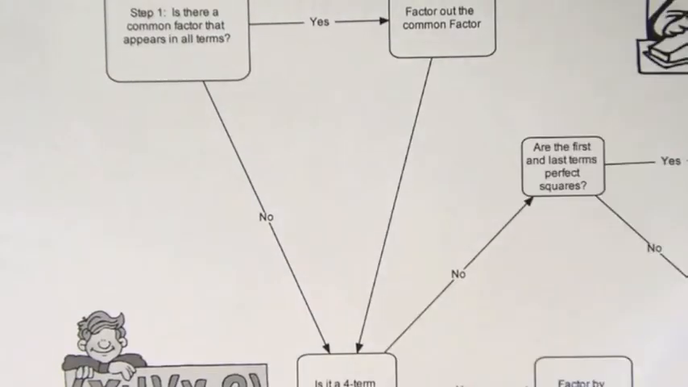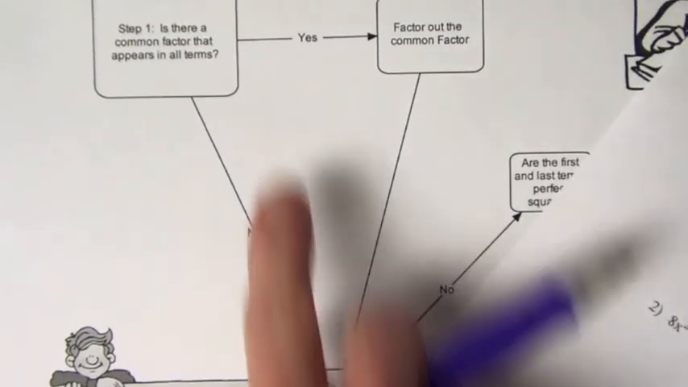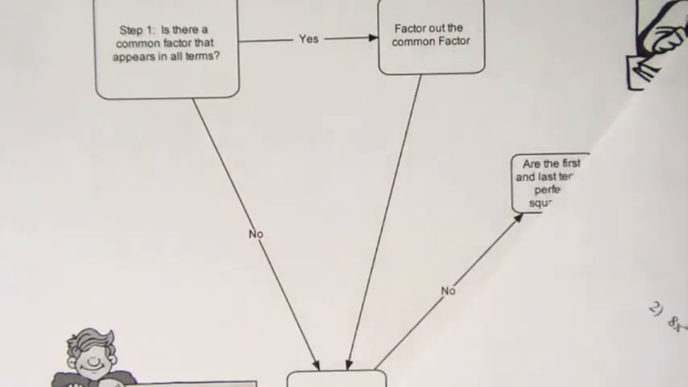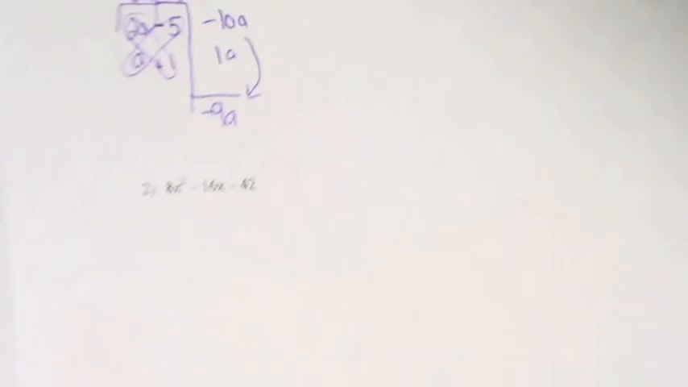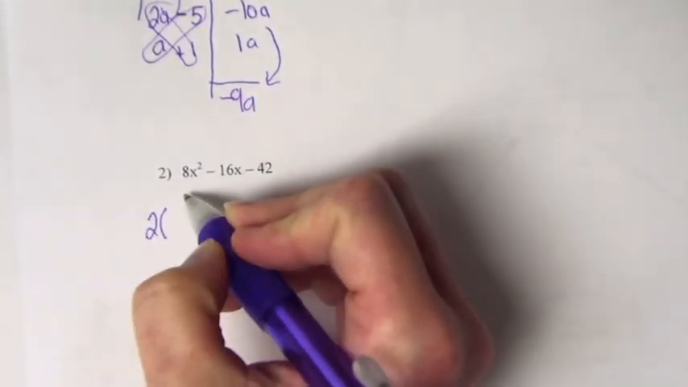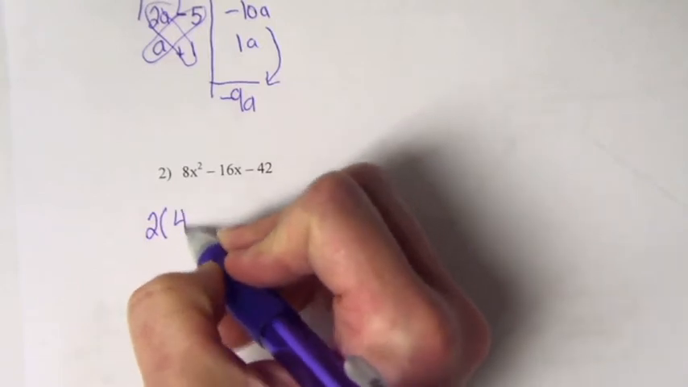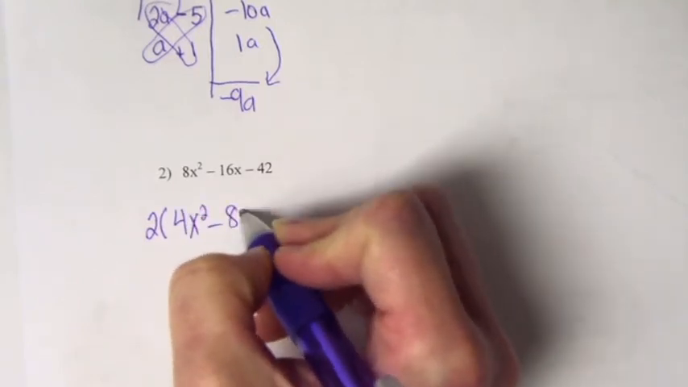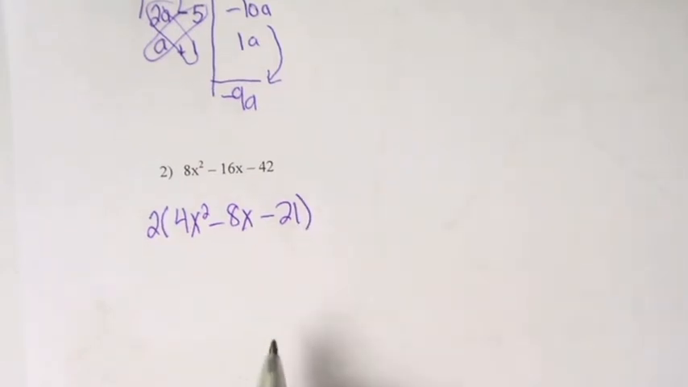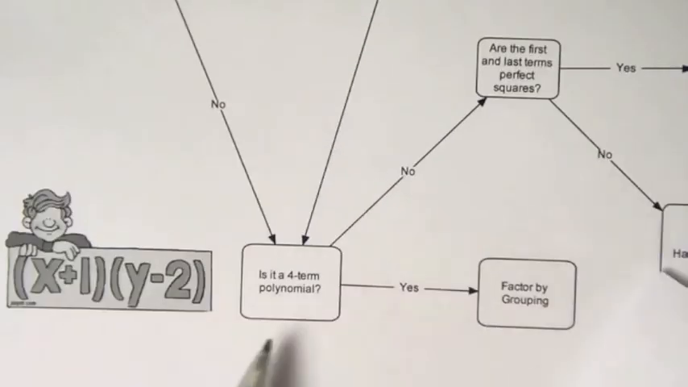So let's read what the chart says to do. It says yes. So then we come out here and it says go ahead and factor out the common factors. So we're going to go ahead and do that before we move on. We're going to take the 2 out of here. And then this brings it down to 4x squared minus 8x minus 21. So now I have factored out the common factor. So now let's see what it says to do next. Then it asks us, is it a 4-term polynomial? Nope, this one's 3 terms.